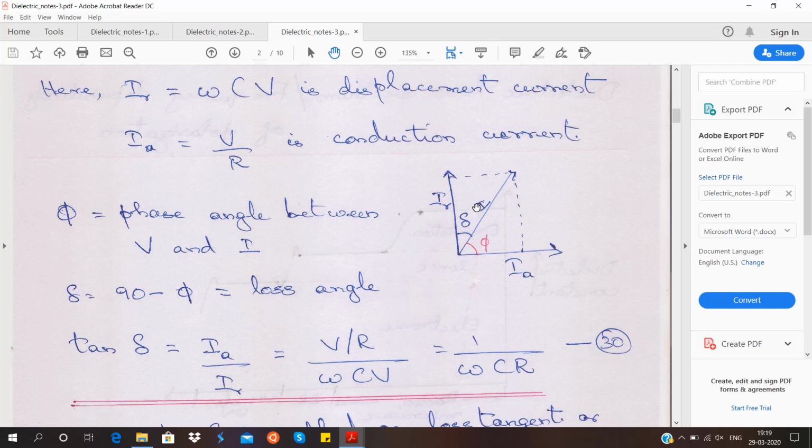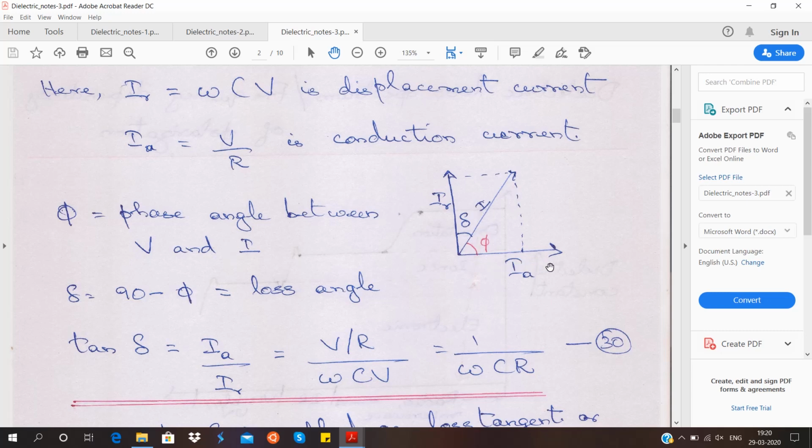Now the angle made by the total current with respect to the displacement current is known as the loss angle, delta. If this angle is phi, then since this is a right angle, delta is 90 minus phi.